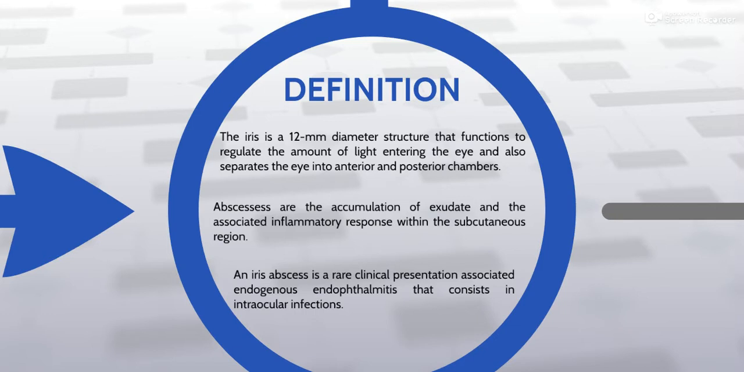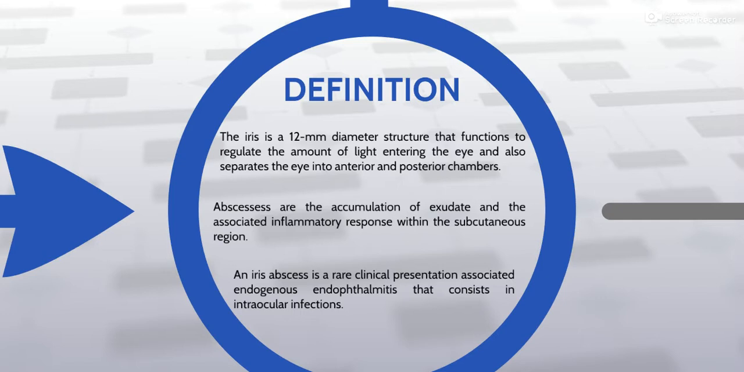About the definition, we have two main words that make up the term, the word iris and the word abscess. What is an iris? The iris is a 12 mm diameter structure that functions to regulate the amount of light entering the eye and also separates the eye into anterior and posterior chambers. About abscesses: they are the accumulation of exudate and the associated inflammatory response within the subcutaneous region.